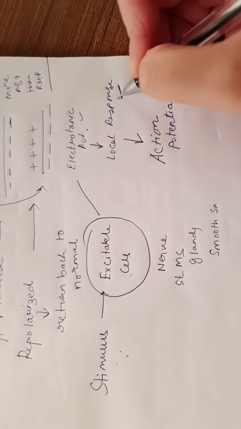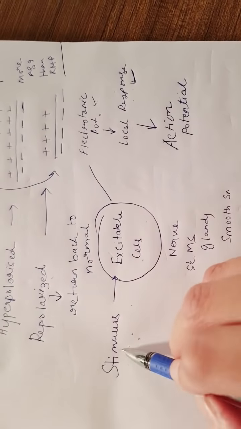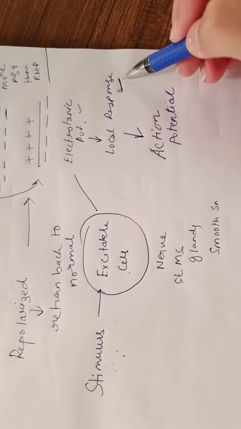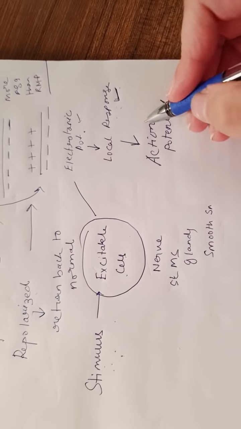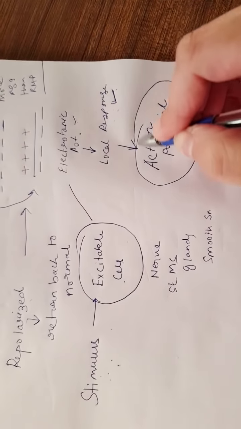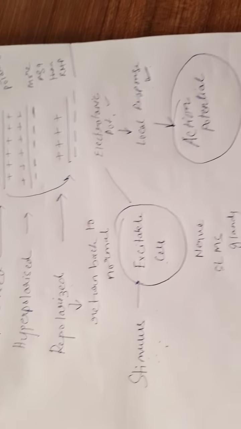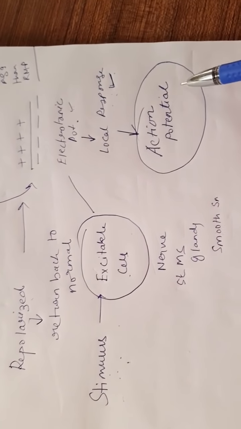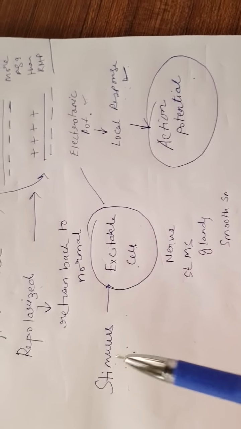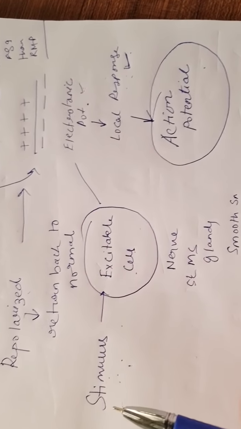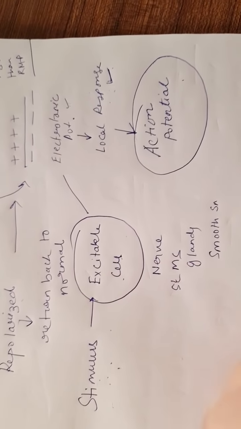This electrotonic potential gives rise to a local response. The strength of this local response depends upon the strength of the stimulus. We will discuss this again. And if the local response developed is strong enough, we get an action potential. Okay, so immediately giving a stimulus does not produce an action potential in an excitable cell. It has to fulfill some criteria.